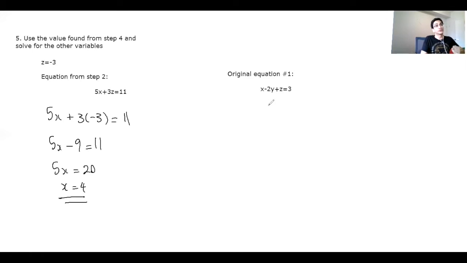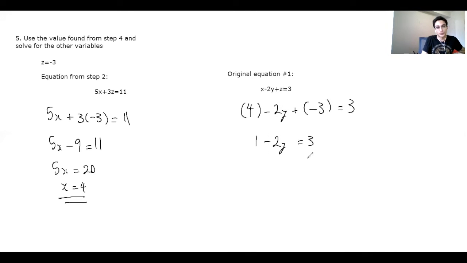And then now I want to look for y. So I have x and z. So I'm going to go back to the original equation number 1 that I had. So I know x is 4, so I'm going to plug in 4 minus 2y. I don't know what y is. That's what we're looking for. And z, which is negative 3. And that is equal to 3. So here I have 4 minus 3, which is 1, minus 2y just stays, and I have 3 on this side.